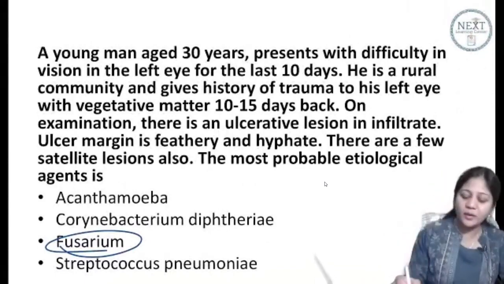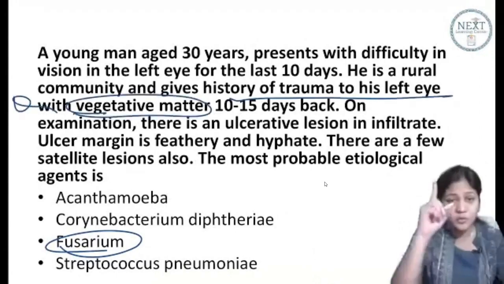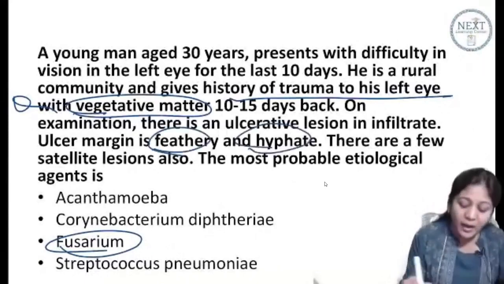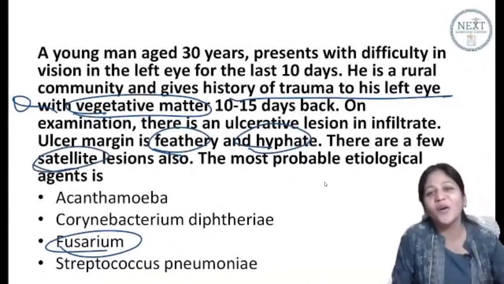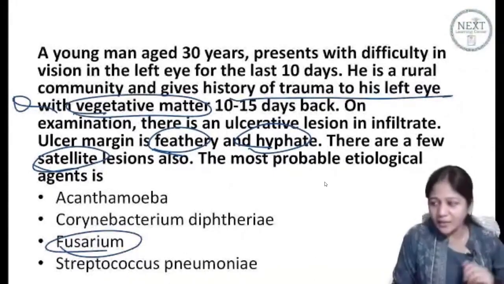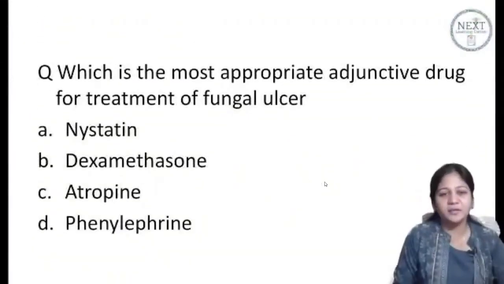Now let's solve the question. There is a typical history of trauma by vegetative material. This is the most important clue. Vegetative. Then you have feathery margins, you have hyphae, you have satellite lesions. What else do you want? You have so many clues, guys, and the answer is Fusarium. Okay, convinced everyone? Let's go on, again an important one.